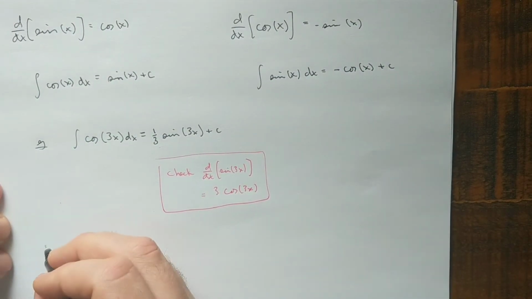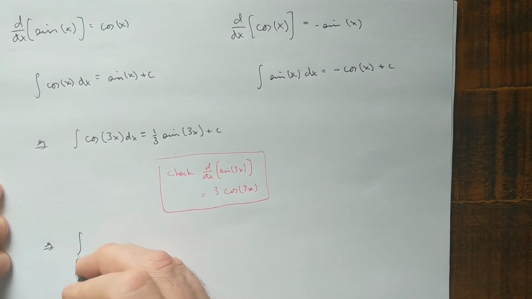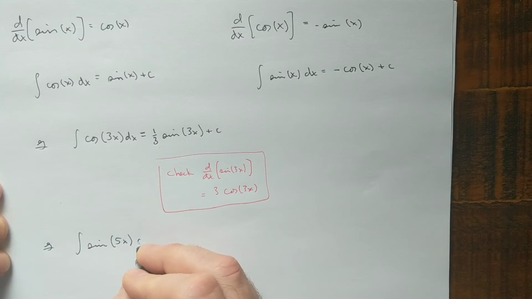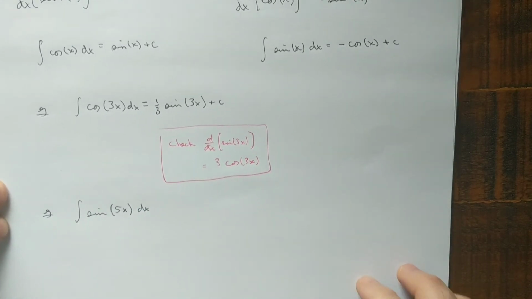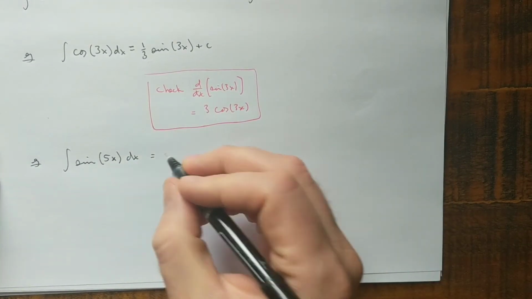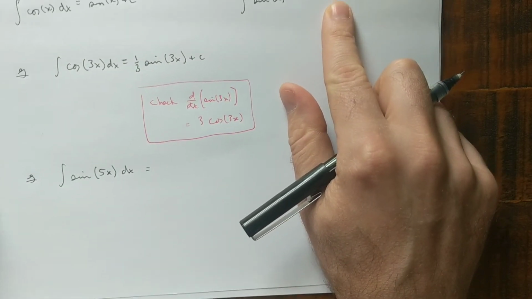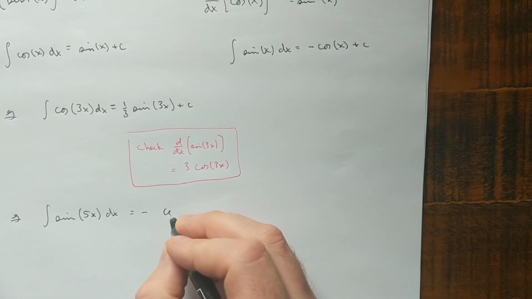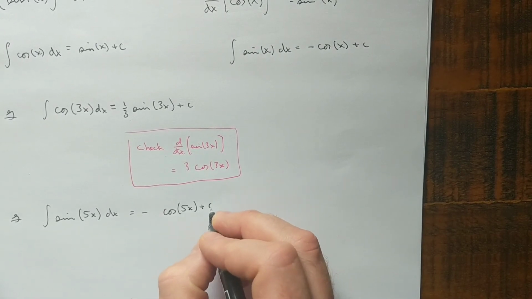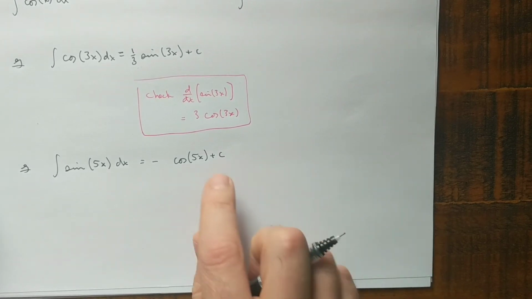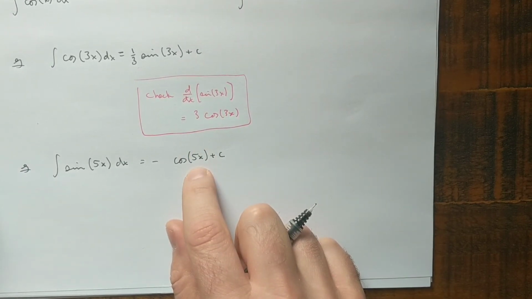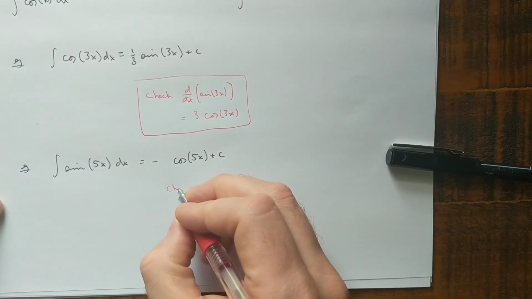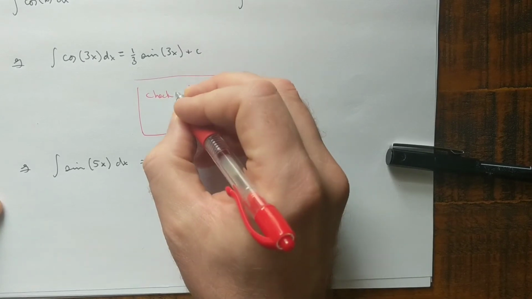And let's just do one more example. Let's do sine 5x, just to drive this point home. So what's going to happen here? We might guess it's exactly like what's happening up here. It should be negative cosine 5x plus c. But if we think about what's going to happen when I take the derivative of this, well, let's do it. Let's just check and then fix it.